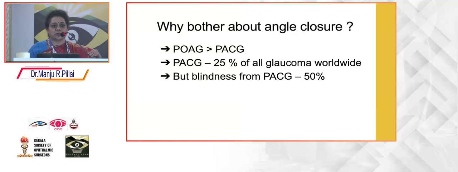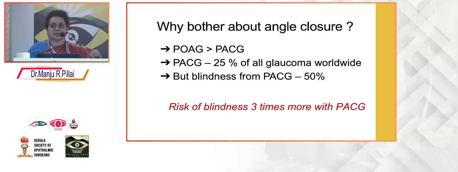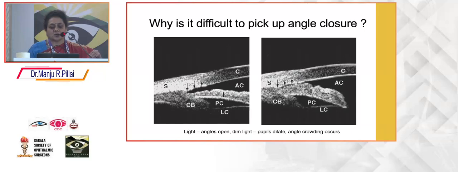So, why should we bother about angle closure? Because POAG is more common than PACG, and PACG accounts for 25% of all glaucoma worldwide, but blindness from PACG is 50%. So the risk of blindness is 3 times more with PACG than POAG. Why is it difficult to pick up angle closure? Because in a lighted room the angles are open, and in dim light the pupils dilate and angle crowding occurs.